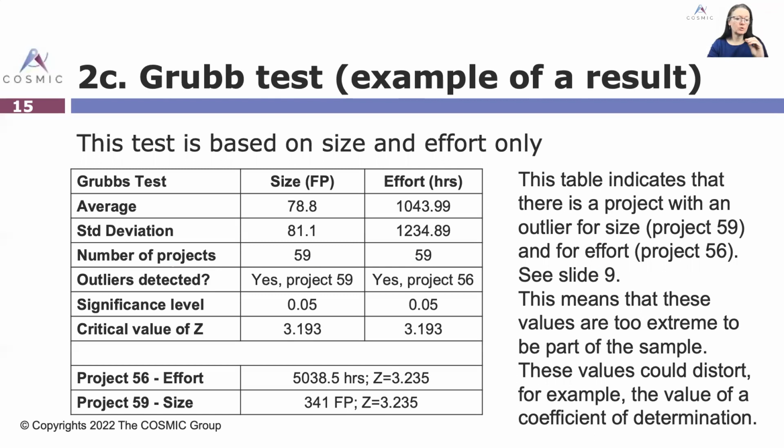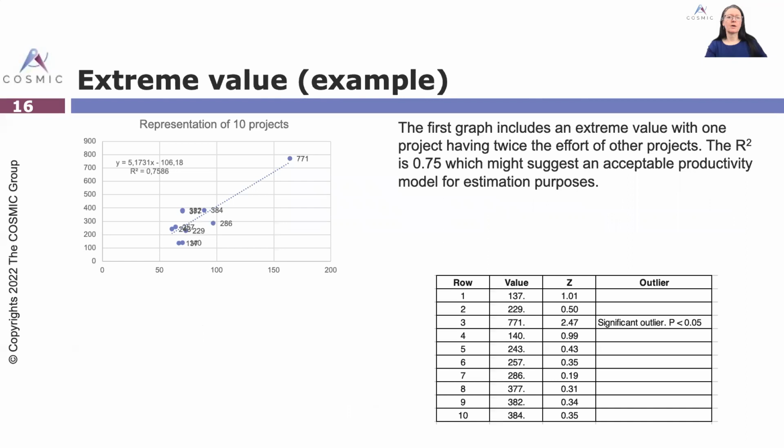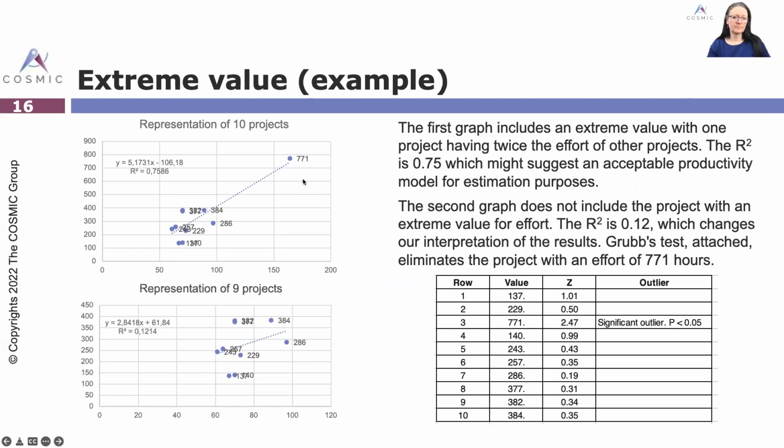Let's show an example with 10 other projects. Suppose this representation here of 10 projects. This first graph includes an extreme value, that value here. And when we look at the R square, it's over 0.75, so it might suggest an acceptable productivity model for estimation purposes. But the Grubbs test shows us that this value is indeed an outlier.